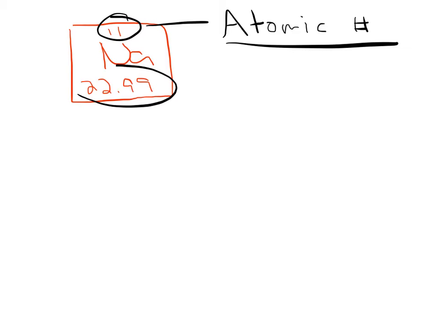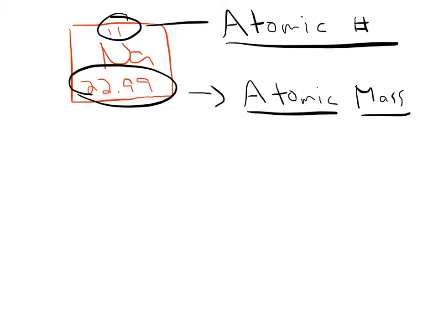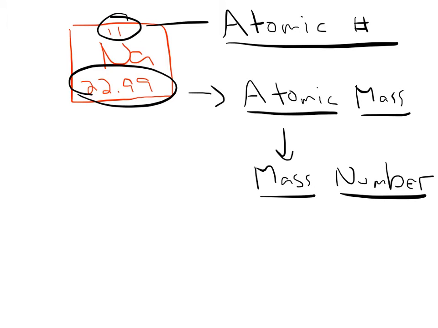But this number, we call this the atomic mass. And it's actually related to the mass number. Remember, the mass number is protons plus neutrons. So you might look at this and say, well, wait, protons, neutrons, and electrons, you can only have one. You can't have fractions of them. So how is it that sodium is 22.99? How can you have 0.99 of something?